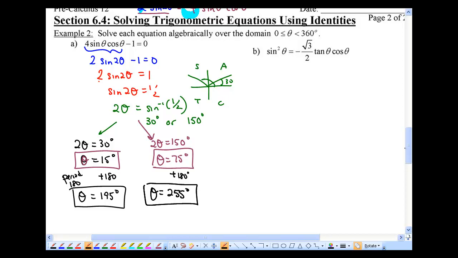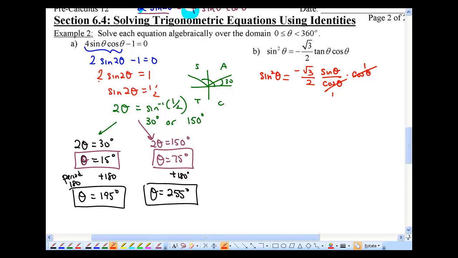All right, part B. Wow, sine squareds, tans, and cos. Yuck. How about trying to get rid of some stuff or simplify? Tangent is just sine over cos, so let me write that down: sine theta over cos theta. And since I have a cos theta here, lovely, those just divide out. Left-hand side is still sine squared theta.